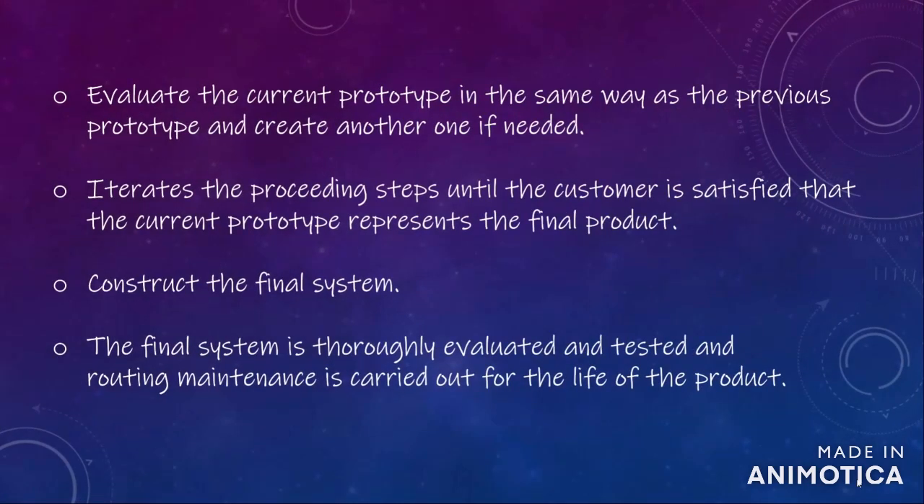Evaluate the current prototype in the same way as the previous prototype and create another one if needed. Iterate the preceding steps until the customer is satisfied that the current prototype represents the final product. Construct the final system. The final system is thoroughly evaluated and tested, and routine maintenance is carried out for the life of the product.